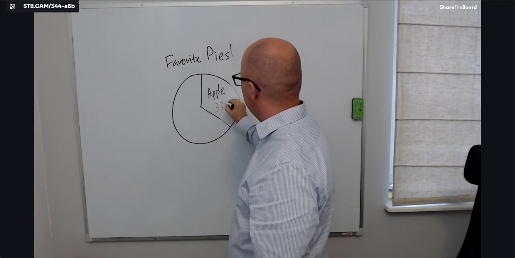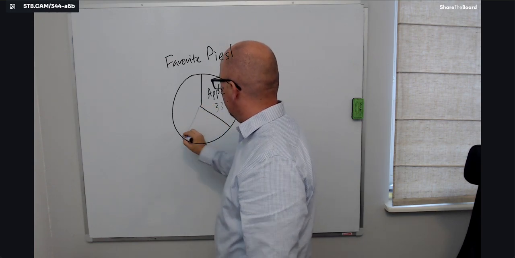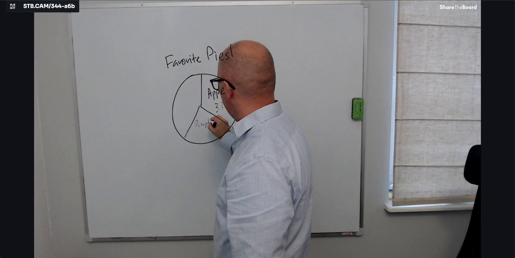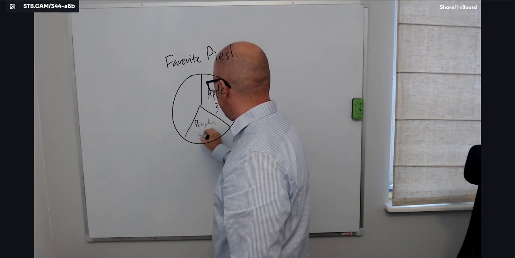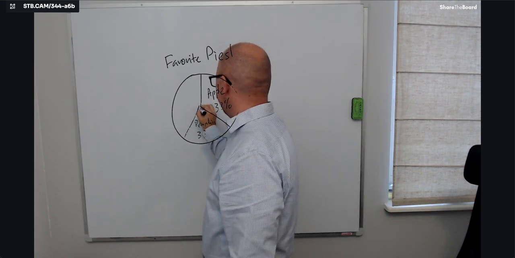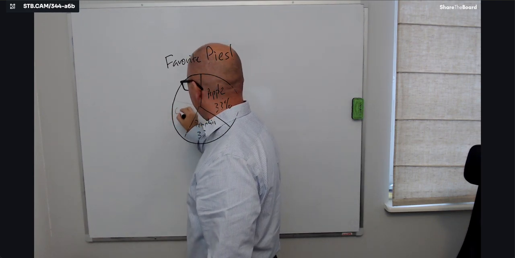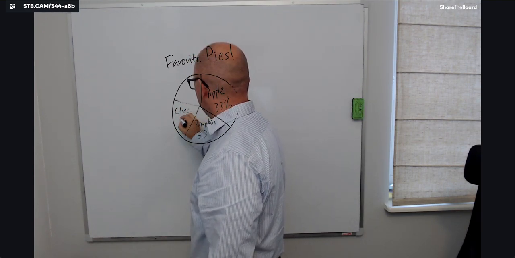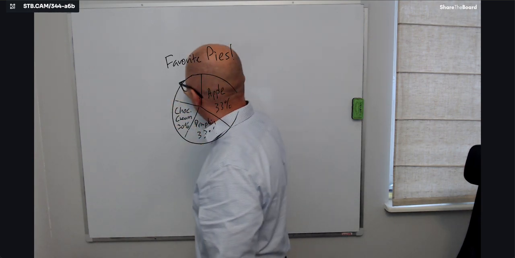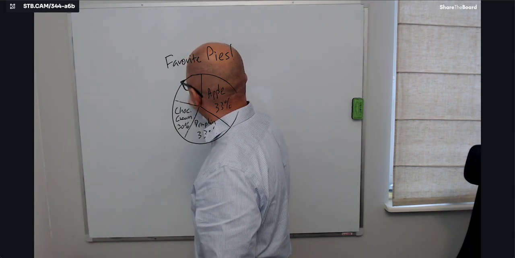Apple pie, 33% favorite. Let's say pumpkin pie, pumpkin, that's another 33%. Then let's see, another great one is going to be something like chocolate cream. And we're going to give that one 20%, which leaves us with 14% for everything else, 14% other.